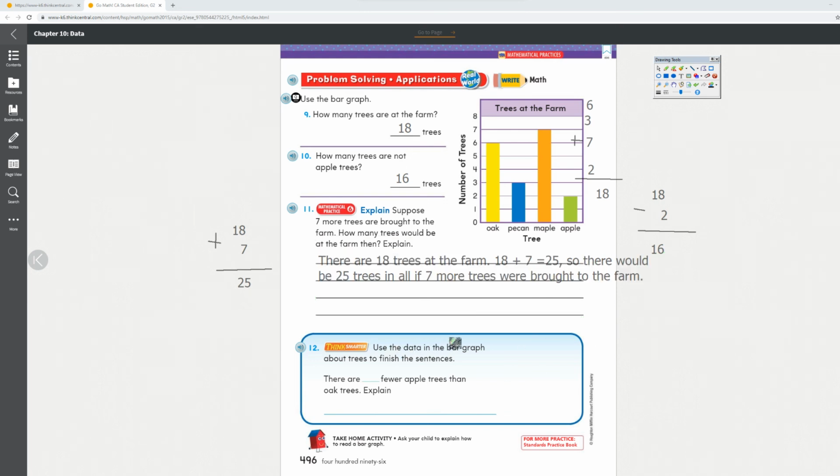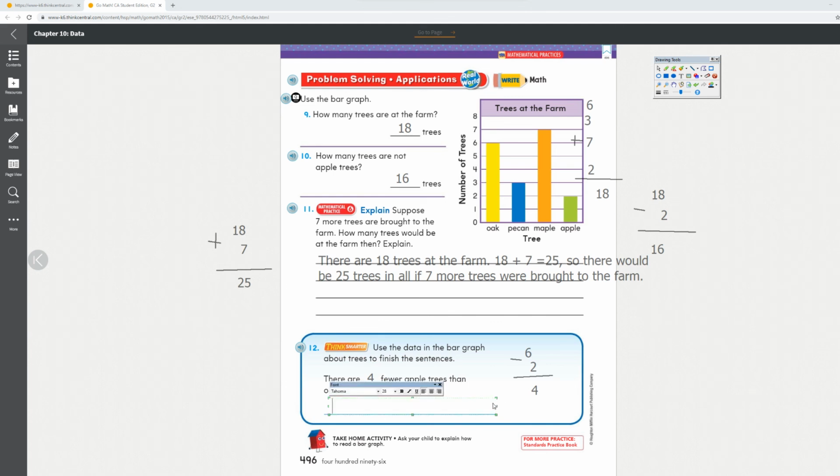Number 12, use the data in the bar graph about trees to finish the sentence. So we are going to be finishing the sentence with this information in the bar graph. There are blank fewer apple trees than oak trees. Explain. So how many fewer apple trees are there than oak trees? In order to answer that, we need to figure out the oak tree amount, which is 6, and subtract that by the apple trees, which is 2. If we subtract 6 minus 2, we are left with 4. So there are 4 fewer apple trees than oak trees.